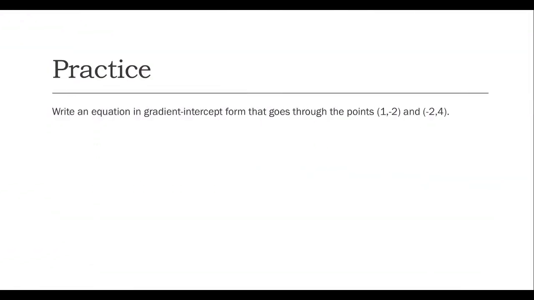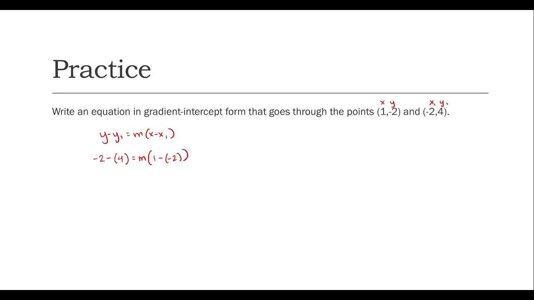So here we have our first practice problem. It says write an equation in gradient-intercept form that goes through points 1, negative 2, and negative 2, 4. So for this one, we're given 2 points, so the equation we'll want to start with is our point gradient form. So our y minus y1 equals m times x minus x1. So we'll call these x and y, and these x1 and y1. So our y value, negative 2, minus our y1, 4, equals our slope, m, which we don't know yet, times x, which is 1, minus x1, which is negative 2.